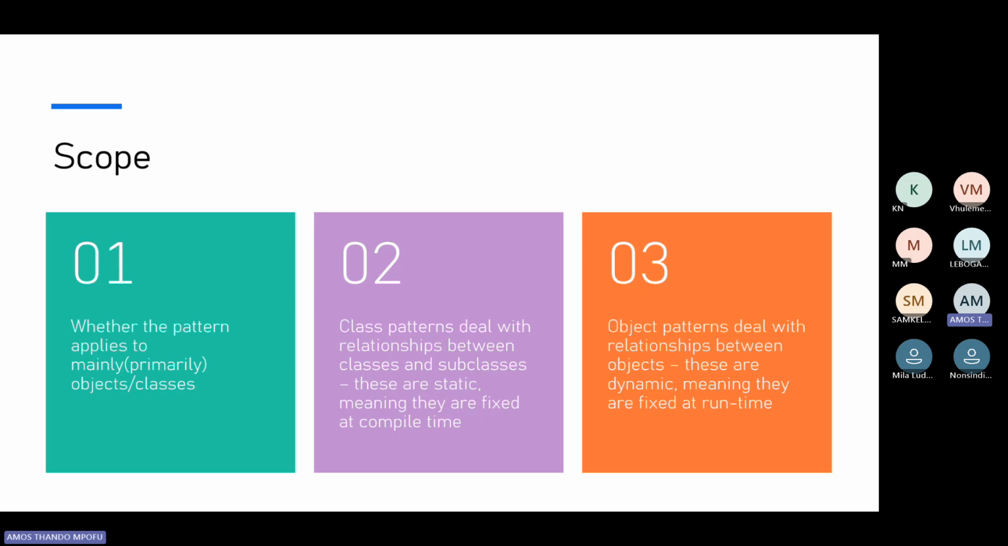And then number two, class patterns deal with relationships between classes. That's what I was explaining. These are design patterns that are dealing mainly with classes, so you need to look at things like inheritance, interfaces. Class patterns mainly deal with relationships between classes and their subclasses. And since it deals with classes and subclasses, it's static, meaning it's fixed at compile time.